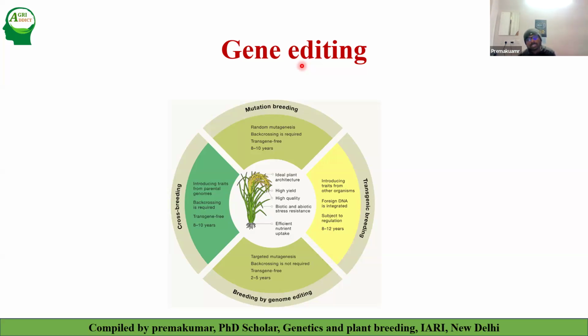Then what else can we do? Scientists came up with another approach, genome editing. We can breed by using the novel technique called genome editing. It is mutation breeding only, but earlier mutation breeding was random. Here, the mutation breeding is more targeted, meaning we know where we have to make the mutation and where we need to select. It takes just 2 to 5 years, reducing the time from 8 to 10 years to 2 to 5 years.